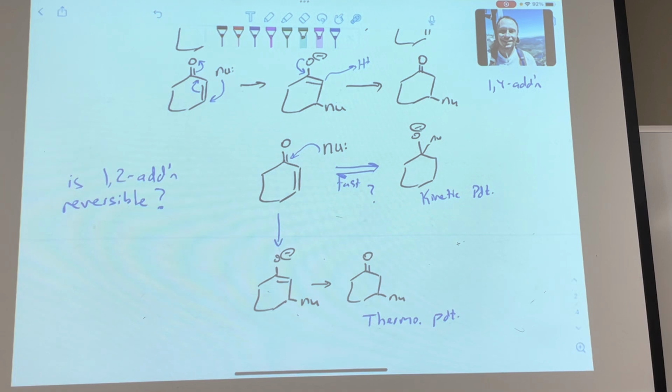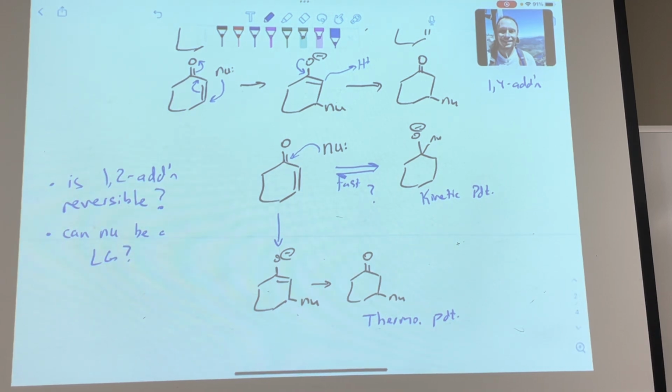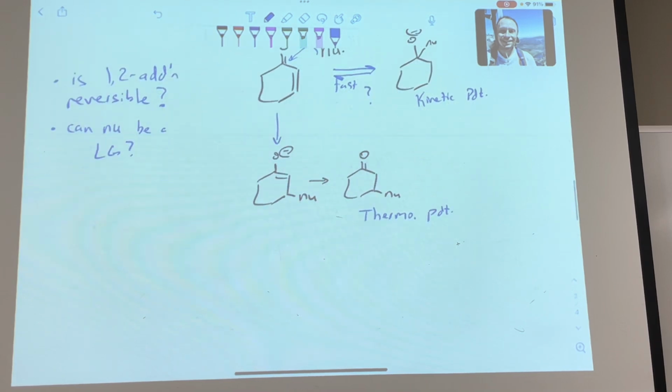So really the question is, is the 1,2 addition reversible? I guess another way of phrasing that is, can the nucleophile be a leaving group? So let's start looking at some specific examples.